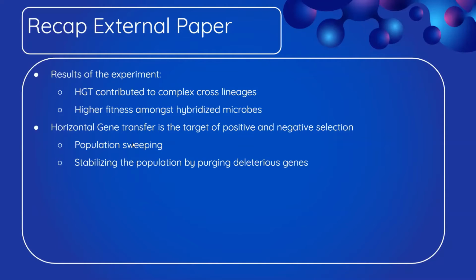As mentioned earlier with epistasis and hybrid incompatibility, horizontal gene transfer is the target of positive and negative selection. Population sweeping occurs for positive selection: when the various functional genes are attributed to bacteria via horizontal gene transfer, they're then passed on to the entire population until it's been fully hybridized, and vice versa for negative selection in hybrid incompatibility. When the bacteria are not able to harmoniously hybridize after horizontal gene transfer, the population is then stabilized by the purging out of deleterious genes from that population.